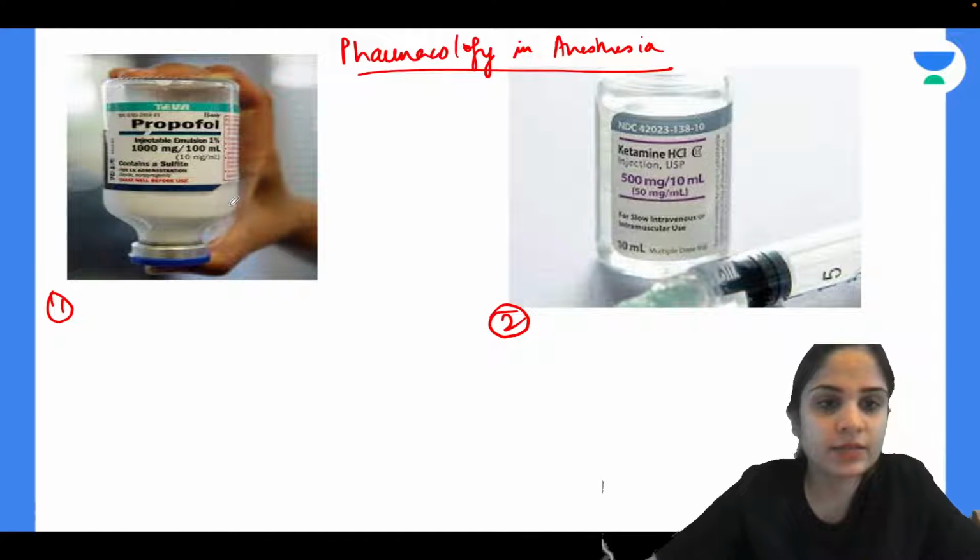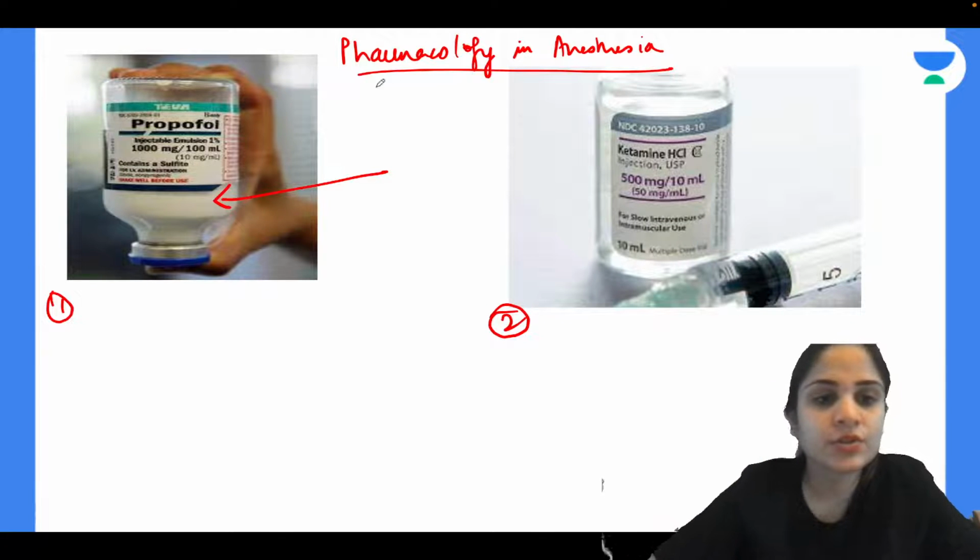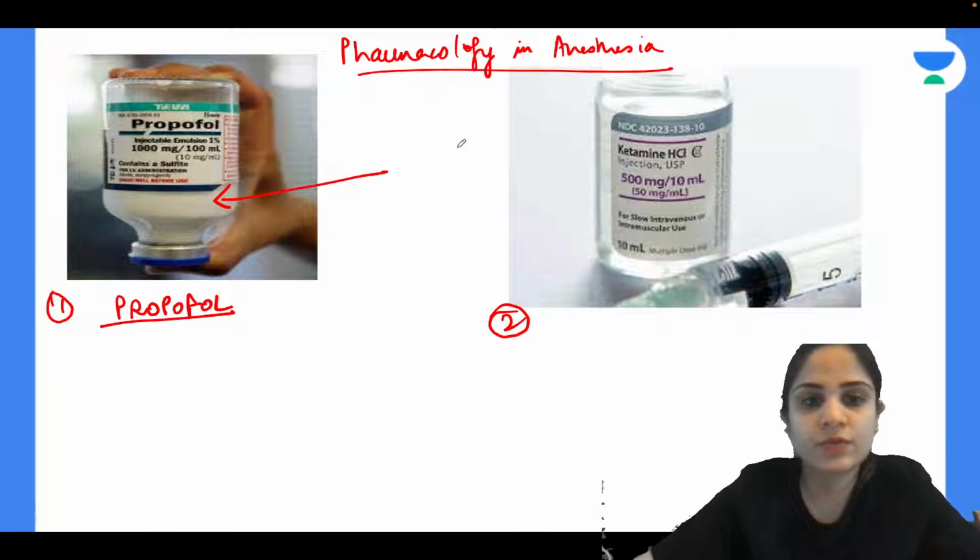Yes, absolutely correct. So in your exam, they may just give you a syringe of milky white drug, okay? So whenever they give you a syringe looking like it has milk in it, you should directly answer it as propofol, okay?